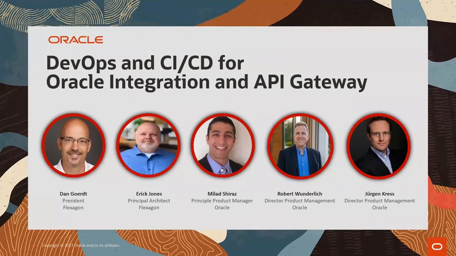So with us is also Robert Wunderlich from the Oracle team. Robert is our API expert. Robert, welcome to the call. Thanks for having me, Jürgen, and I'm glad to attend with Dan and see what the Flexagon team's been doing and talk to the partners.